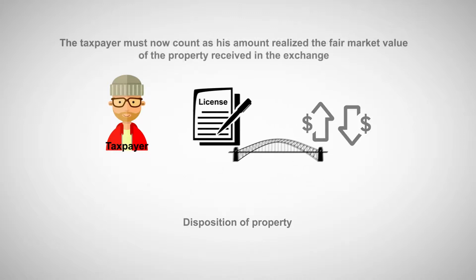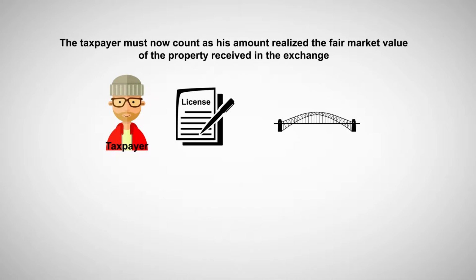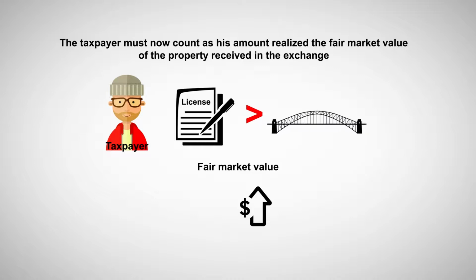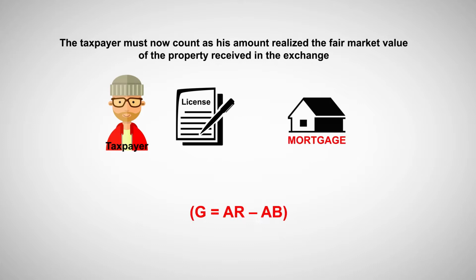The taxpayer must now count as his amount realized the fair market value of the property received in the exchange. In this case, if the fair market value of the license, which is the property received, is greater than the taxpayer's adjusted basis in the property disposed of, or the bridge, then the taxpayer has realized and must recognize a gain.